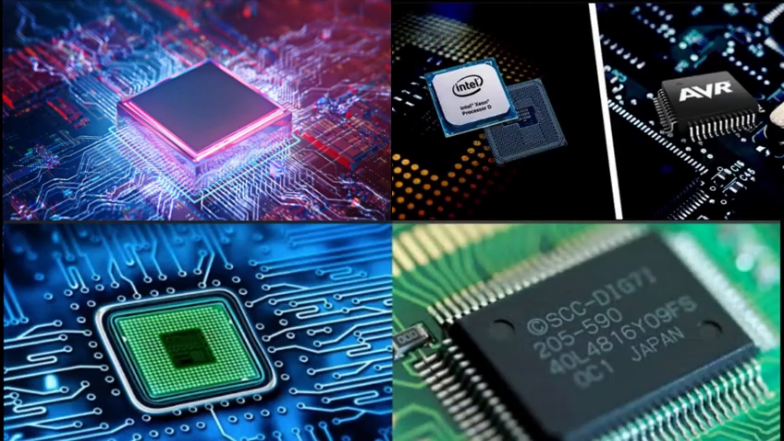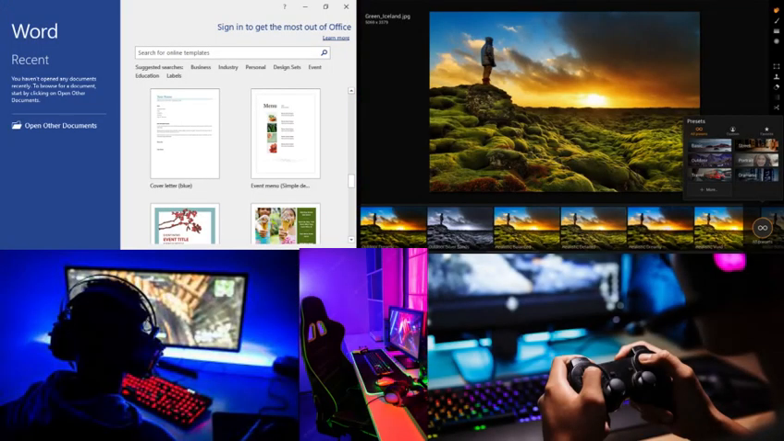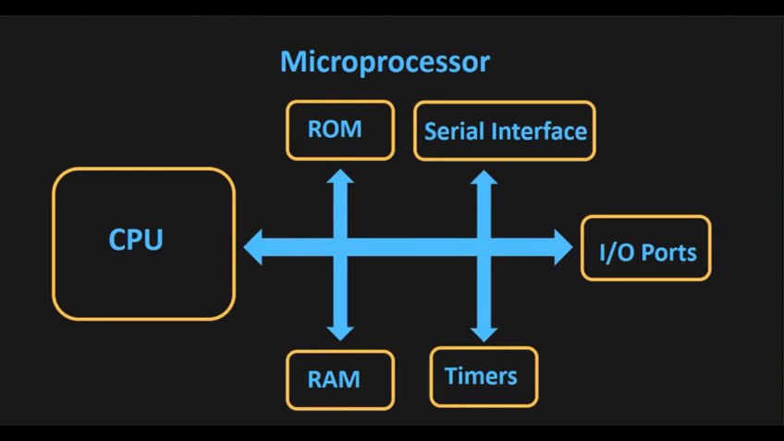Now, since we know what a microprocessor and a microcontroller are, we'll see their applications. Gaming, photo editing, creating documents are some of the basic applications. That is, a microprocessor is used where a task is not predefined, or we can say, it depends on the user, where intensive processing is required.